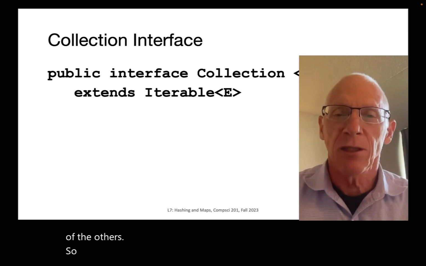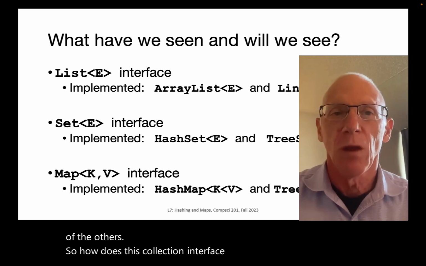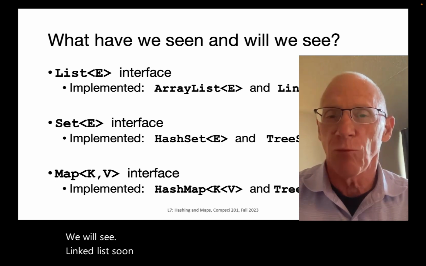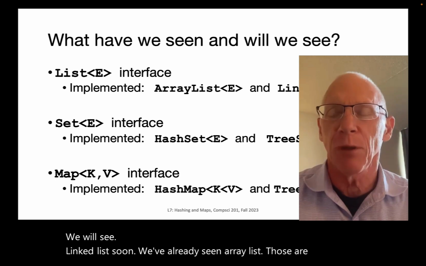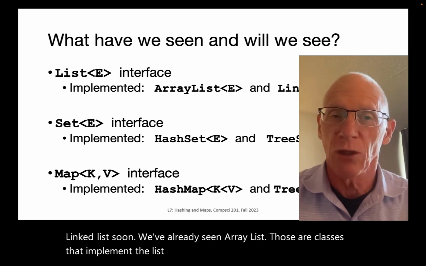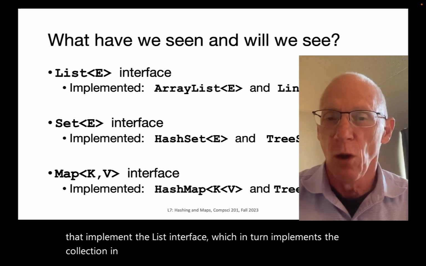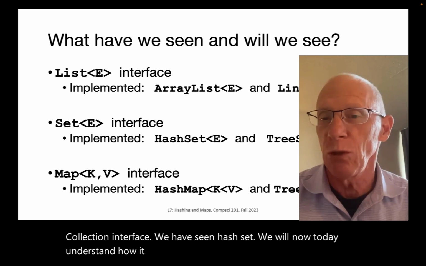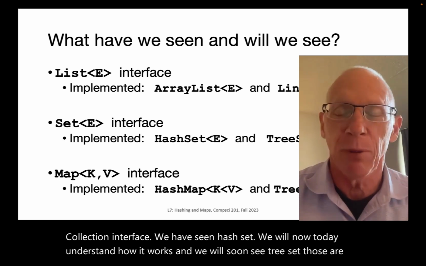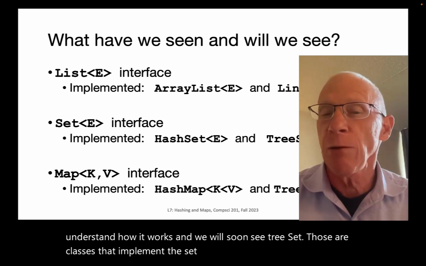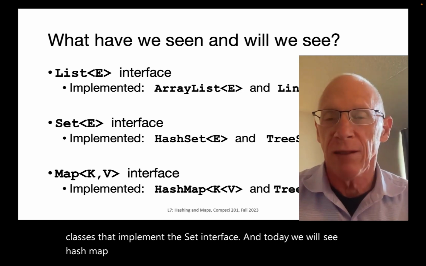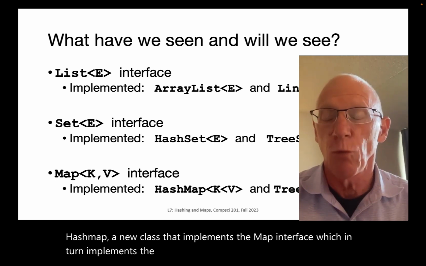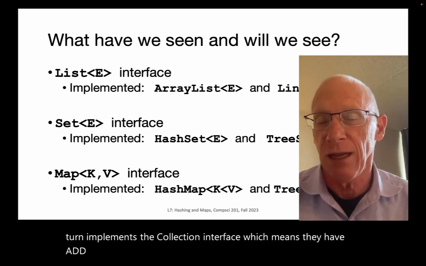So, how does this collection interface work? We will see linked list soon. We've already seen ArrayList. Those are classes that implement the list interface, which in turn implements the collection interface. We have seen HashSet. We will now today understand how it works, and we will soon see TreeSet. Those are classes that implement the set interface. And today we will see HashMap, a new class that implements the map interface, which in turn implements the collection interface, which means they have add all, contains all.